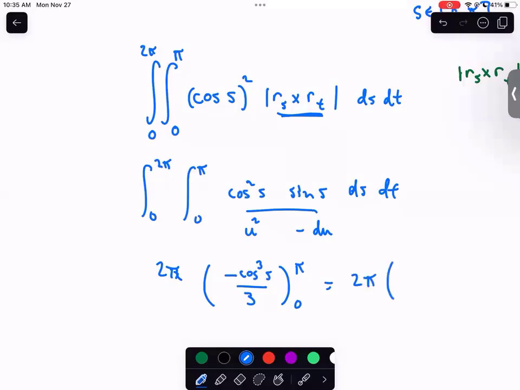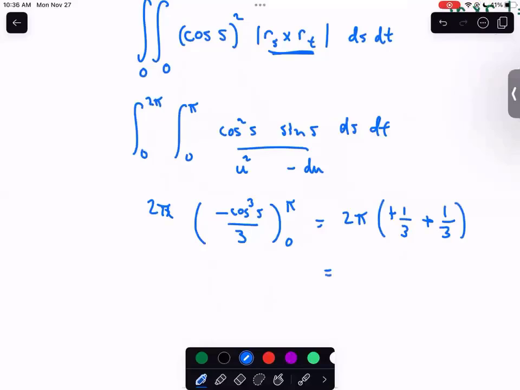And let's see here. So we have negative 1/3. When I plug in pi for cosine, that would be negative 1, and then I need to cube that. Negative 1 cubed is negative 1, so negative 1/3 times negative 1 will be positive 1/3. And then I need to subtract away the lower bound term. When I plug in 0, cosine of 0 is 1, and cubed, I still get 1. So my answer at the end of the day is going to be 4 pi over 3.